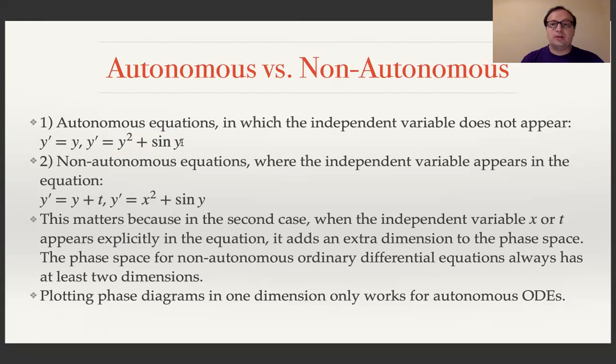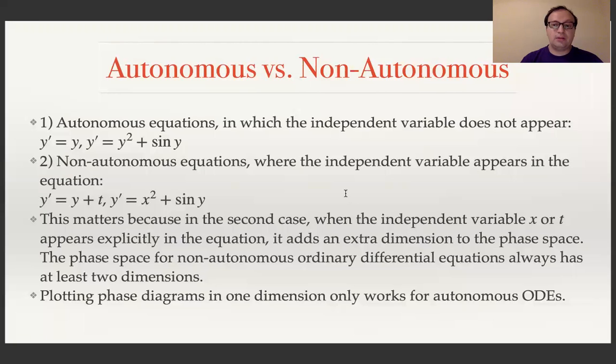On the other hand, we cannot do this sort of phase space analysis for non-autonomous equations, which are those where the independent variable appears in the equation. So if y is a function of t, then t is called the independent variable, and then y prime is equal to y plus t is not an autonomous equation because it has t in it. And similarly, y prime is equal to x squared plus sine y is not an autonomous equation because it has x squared in it.